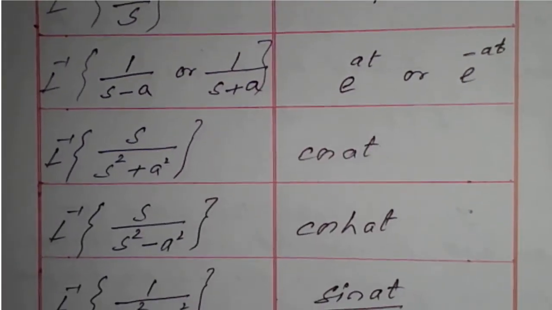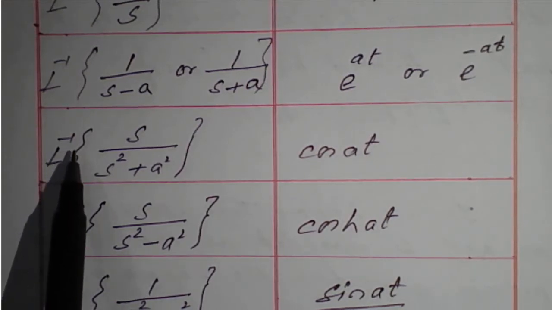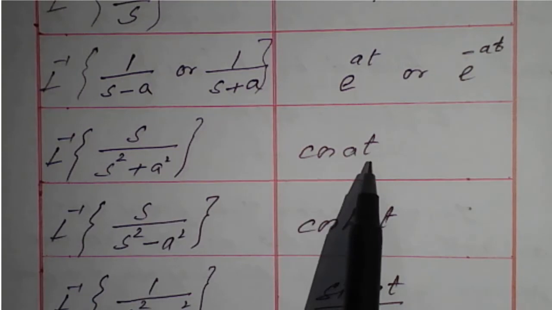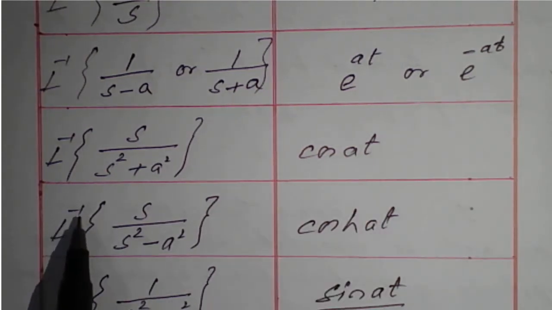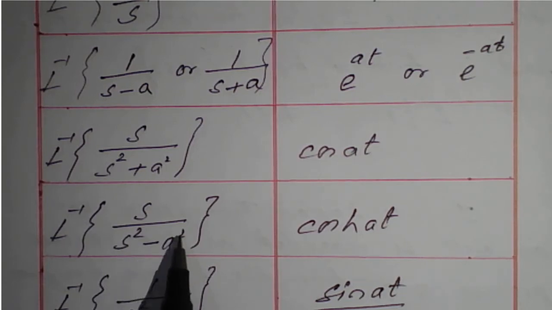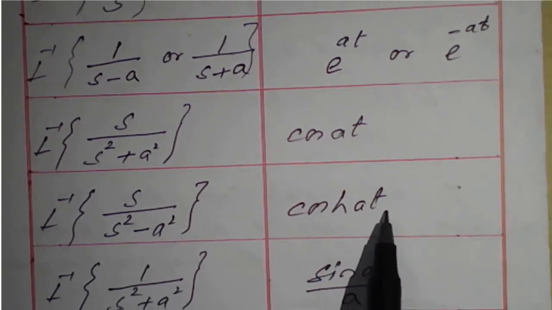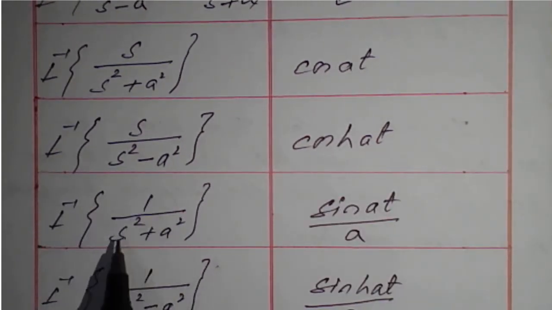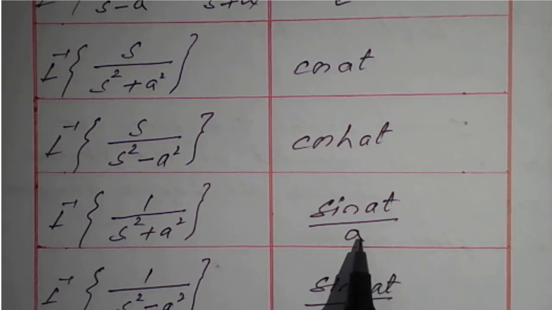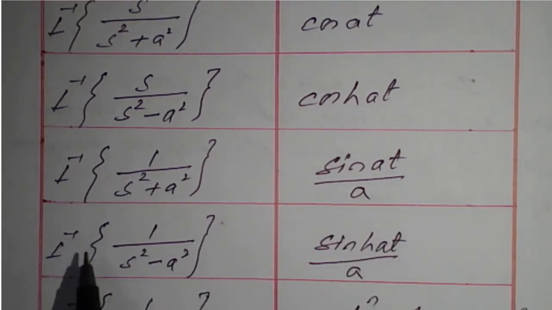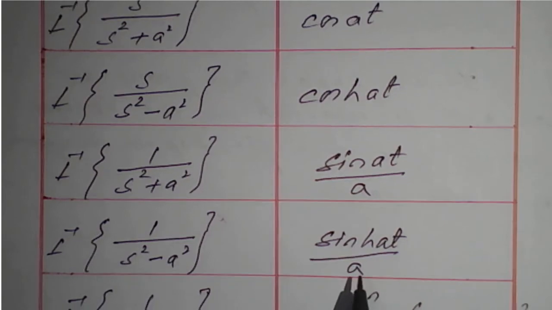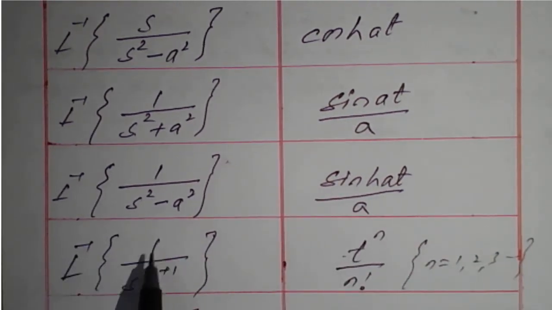Similarly, the next one: inverse Laplace transform of s upon s square plus a square is cos at. Inverse Laplace transform of s upon s square minus a square is cos hyperbolic of at. Next, inverse Laplace transform of 1 upon s square plus a square is sin at upon a. Then inverse Laplace transform of 1 upon s square minus a square is sin hyperbolic of at upon a. Then inverse Laplace transform of 1 upon s raised to n plus 1 is t raised to n divided by n factorial. This formula we apply when n is a positive integer.